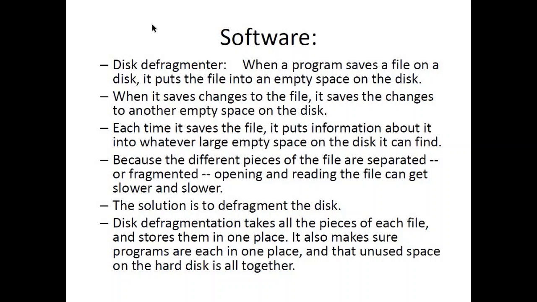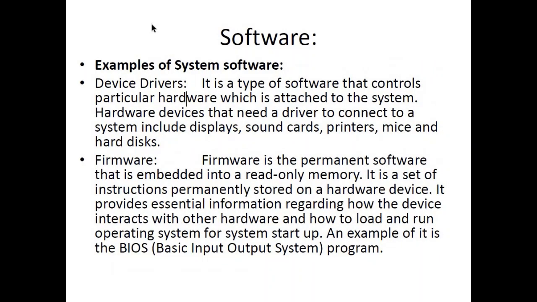So one file is not always saved in consecutive tracks. Because the different pieces of files are separated or fragmented, opening and reading the file can get slower and slower. The solution is to defragment the disk. Disk defragmentation takes all the pieces of each file and stores them in one place. It also makes sure that programs are each in one place and that unused space is all together.